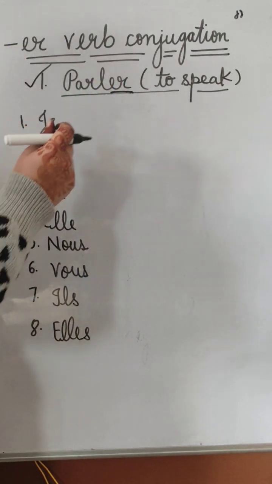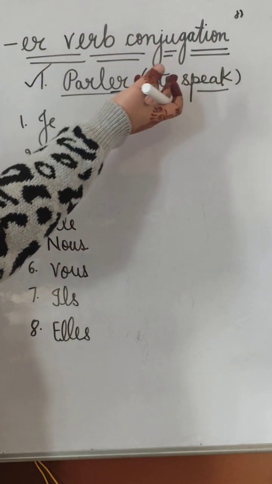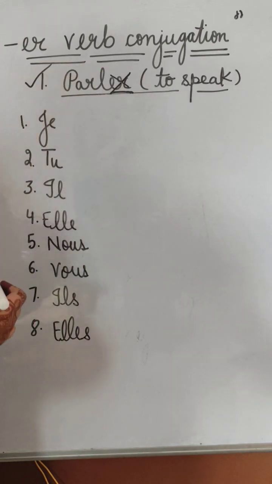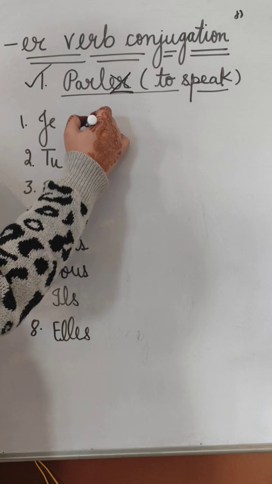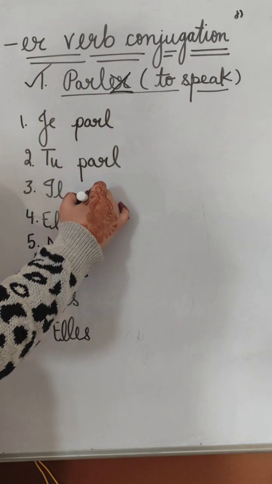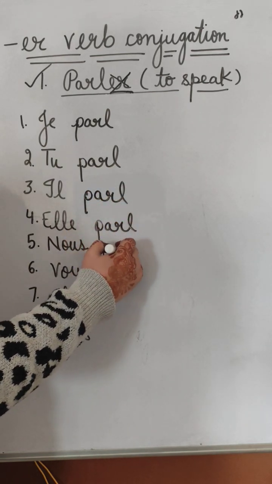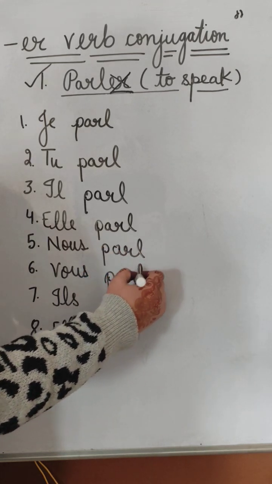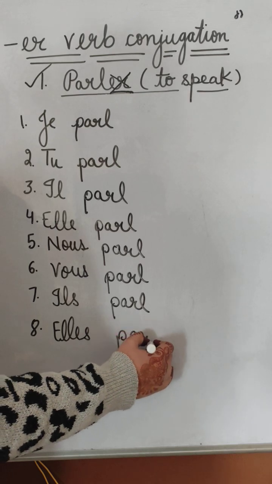So this is your given question, parler. Suppose I have asked you to write the verb conjugation of parler. So what will you do? You will remove ER. And now what is left? Parle. So everywhere you will write this. With all the 8 subject pronouns, first you will write the given verb, remove ER, and whatever is left you will write with the 8 subject pronouns.